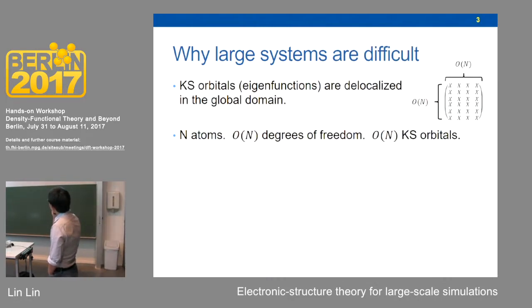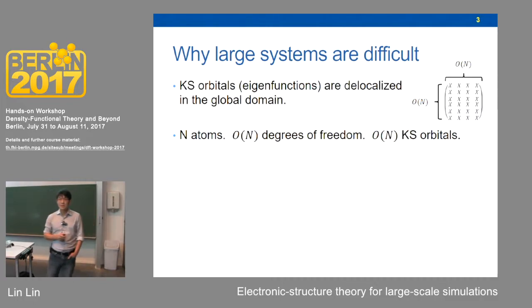But why are large systems very difficult? In the past week, I looked at the website, and there have been wonderful slides and talks about how to do Kohn-Sham density functional theory calculations. And for most of the theories or methods that you would like to use to solve Kohn-Sham DFT, you essentially need to keep track of the Kohn-Sham orbitals or eigenfunctions. And these eigenfunctions are generally delocalized in the global domain.